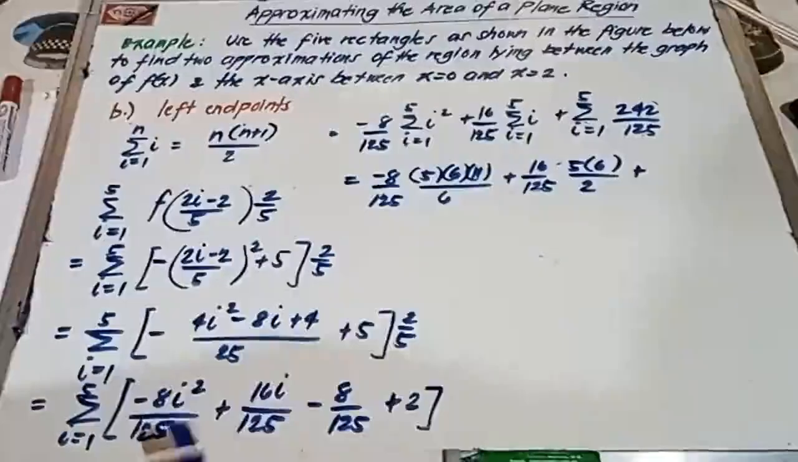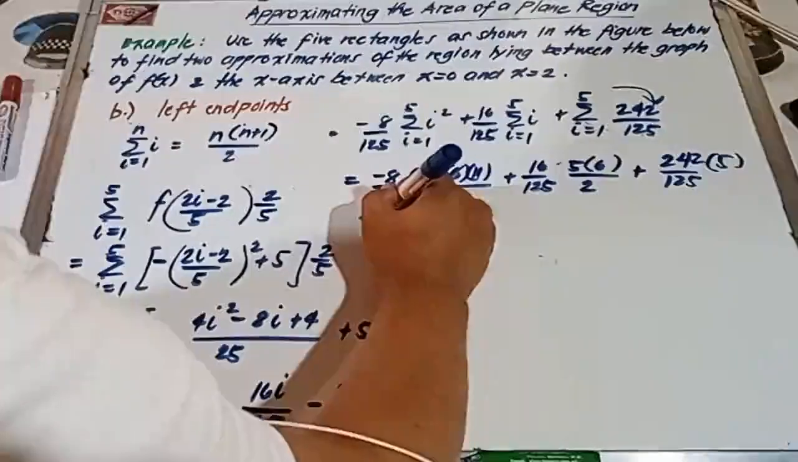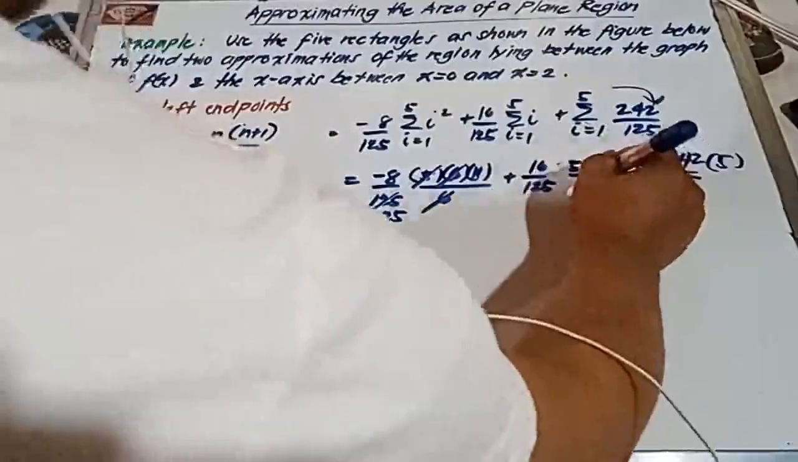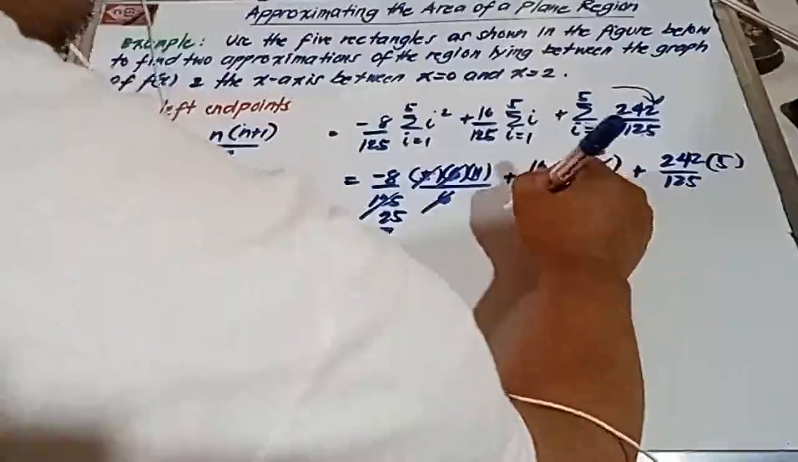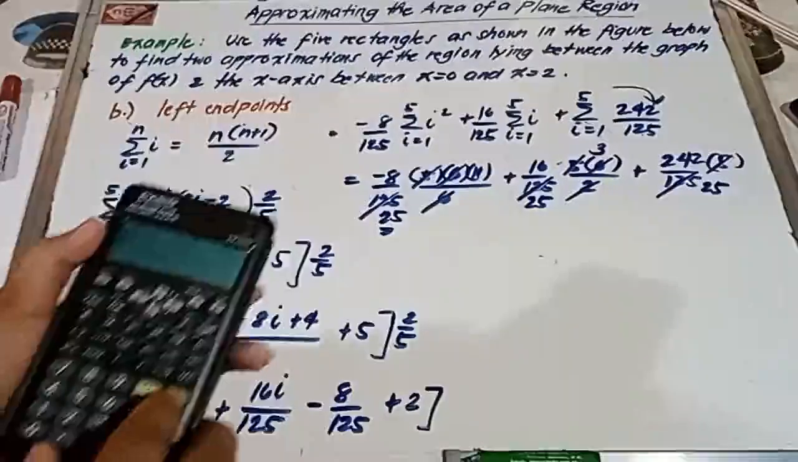So that is equal to, plus ba yan? 242 over 125 times 5. Yan, multiply lang. Okay, cancel natin to. We have cancel, ito ay 25. Ito naman, cancel yung 6, may matitirang 3. Cancel yung 5, matitira dito 25. Ito, cancel to, may matitira dito 25. So gamit yung ating scientific calculator, diretsuhin na natin.